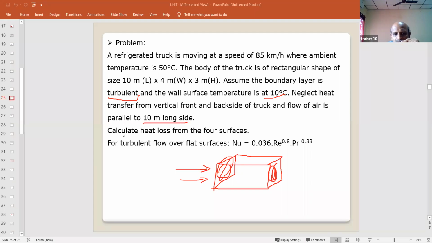Now calculate the heat loss from the four surfaces. For turbulent flow, the formula is given here. So we have to use only this formula to calculate the heat transfer.